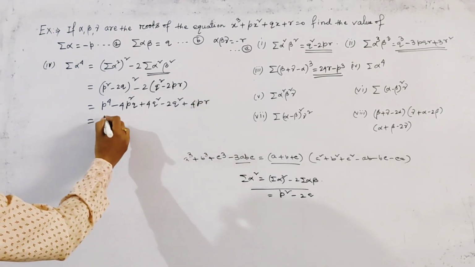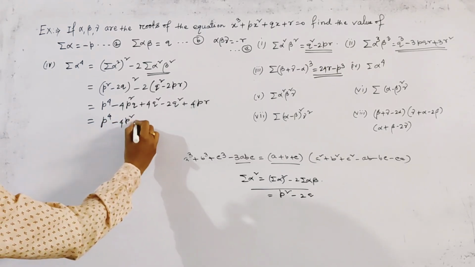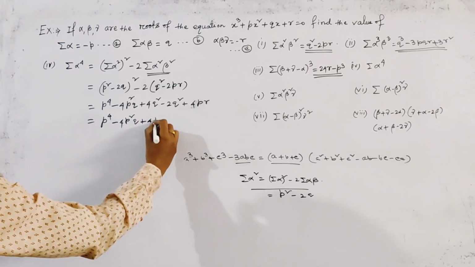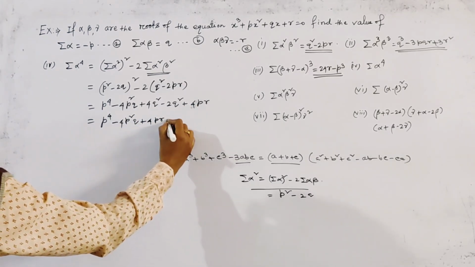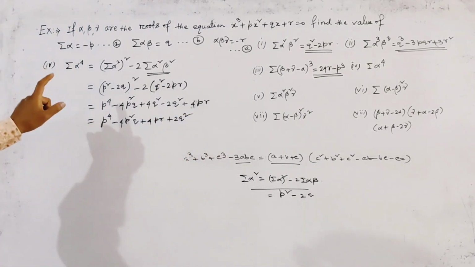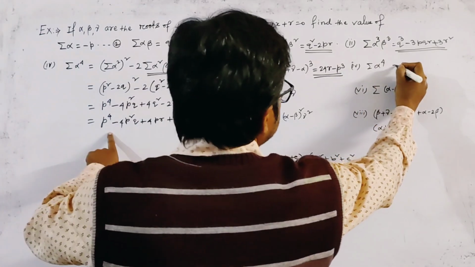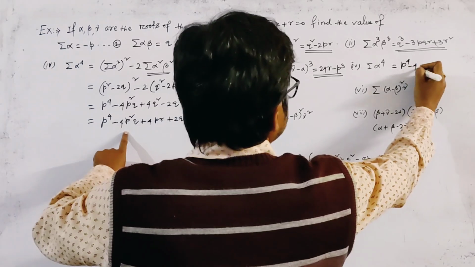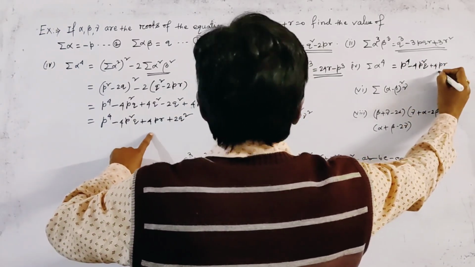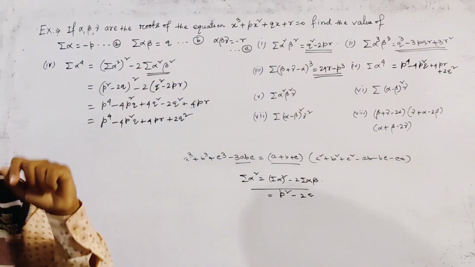and getting by simplified p to the power 4 minus 4p square q, and this is plus 4pr, and this is plus 2q square. Okay, this is the value of the expression summation alpha to the power 4. We write the result here: p to the power 4 minus 4p square q plus 4pr plus 2q square. Okay, this is the value of the fourth expression.